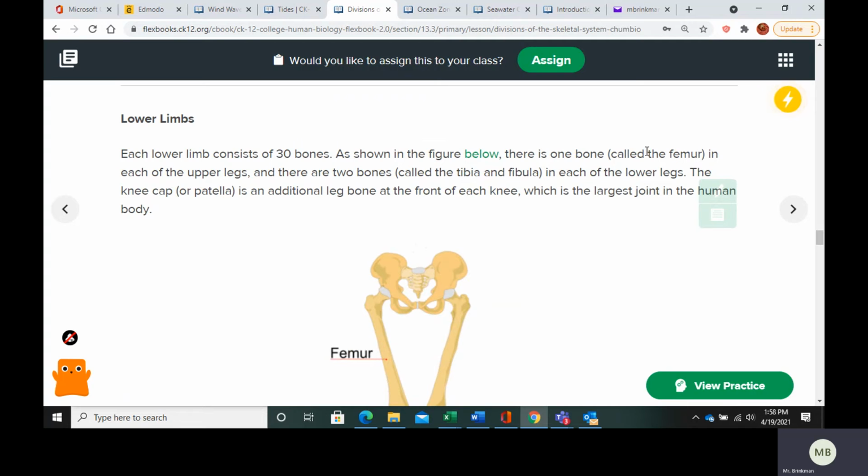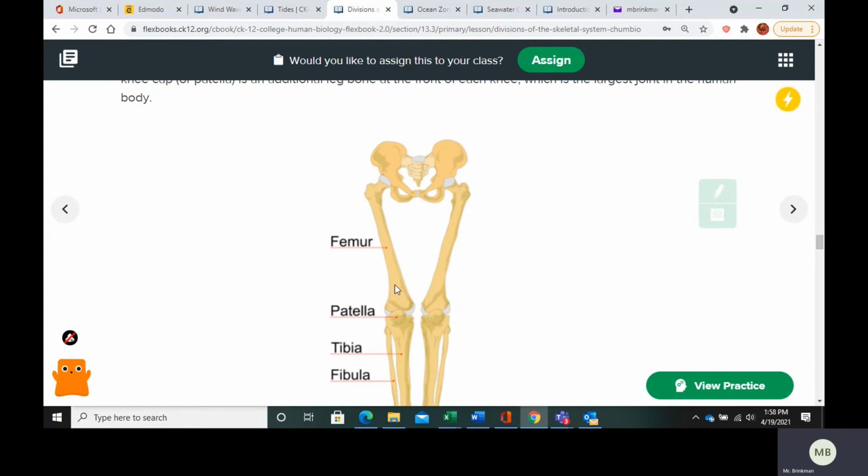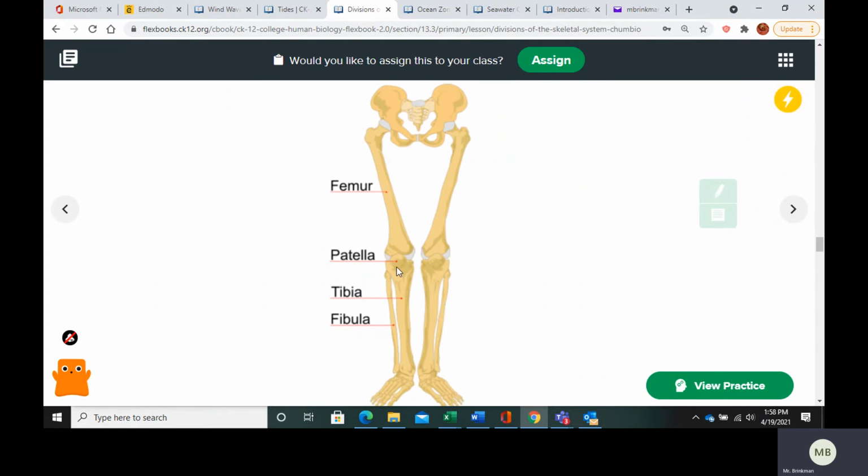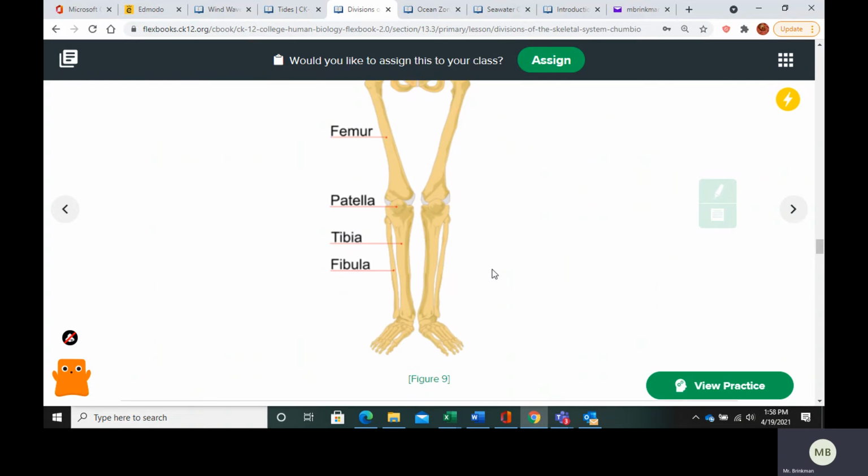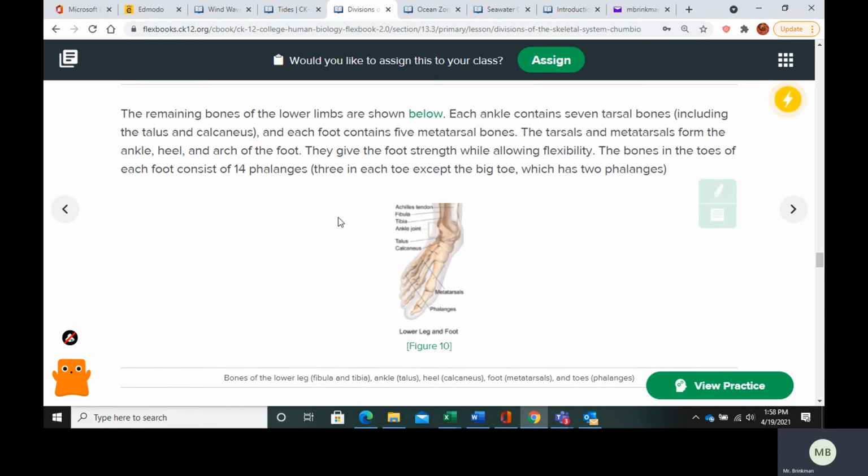The lower limbs, you have your femur, which is the long bone, the patella, which is your kneecap, the tibia, which is the thicker bone, and I remember that because tibia and toe start with the same letter, and it's by your big toe. Then fibula is this outer bone. And then in the ankle and the foot, the ankle is going to contain 7 tarsal bones, and each foot contains 5 metatarsal bones. The tarsals and metatarsals form the ankle, heel, and arch of the foot.